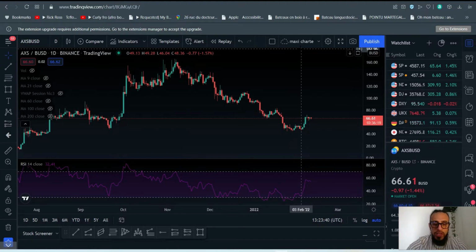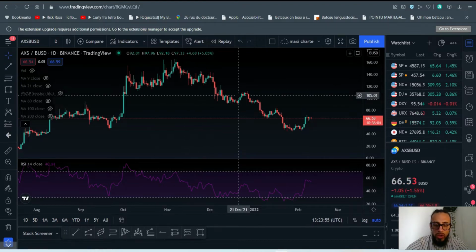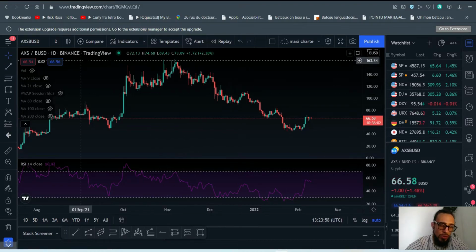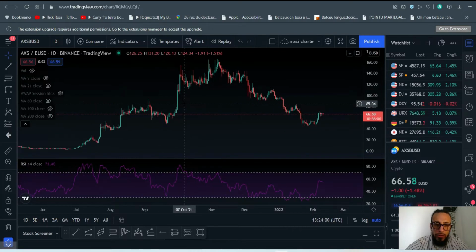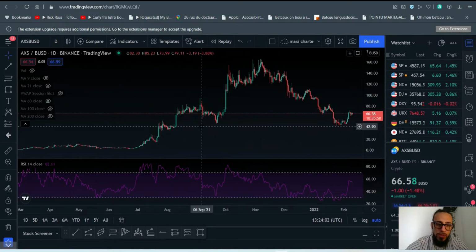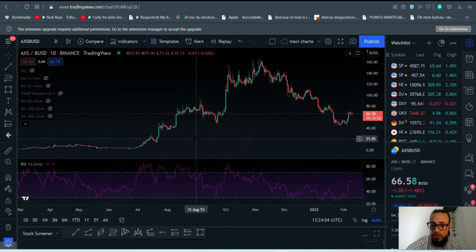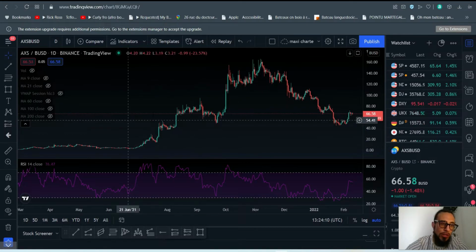So now let's take a look at some examples and try to find entries and determine exit levels on this Axie chart. Axie Infinity is a very popular project that a lot of y'all might have heard about. It's a play-to-earn game that a lot of people have been making thousands of dollars playing, or even just investing in it, making millions.